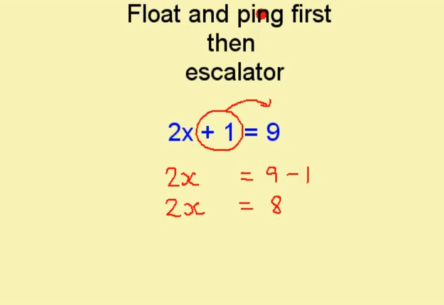Now I've done my float and ping, I need to do escalator. The 2 is going to go down the escalator, so I've got x equals 8 over 2, and if I work that out, 8 divided by 2 is 4.